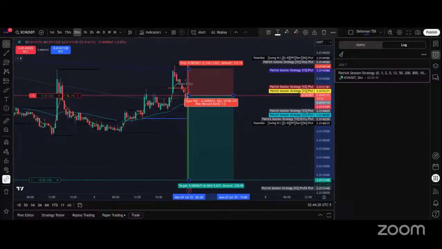And here's your next call of the night. XCN USDT, the 30-minute confirmation, market execution sell. Entry price is 0.0141115. Stop loss is 0.0144136 with 302 pips. Take profit is 0.0131440 for 968 pips. And a risk to reward ratio of 3.20.